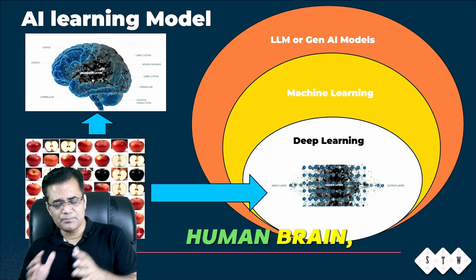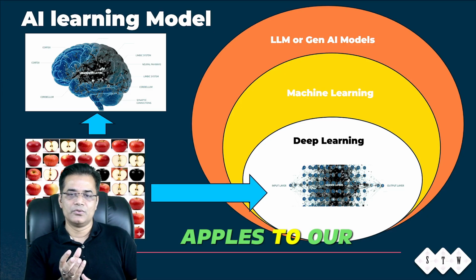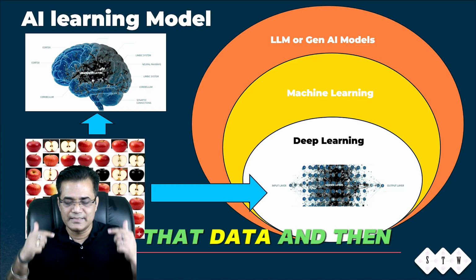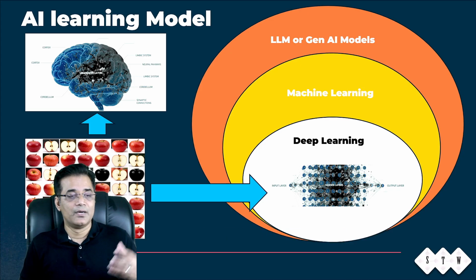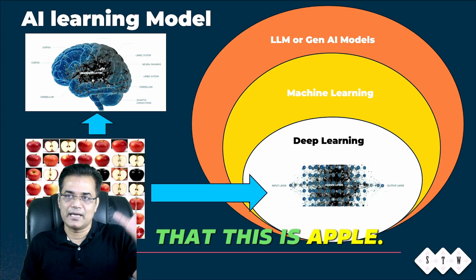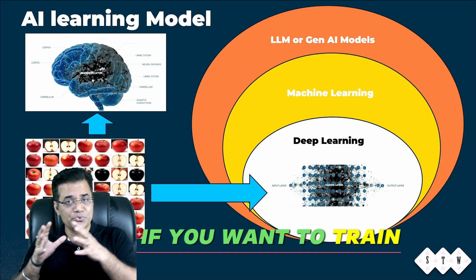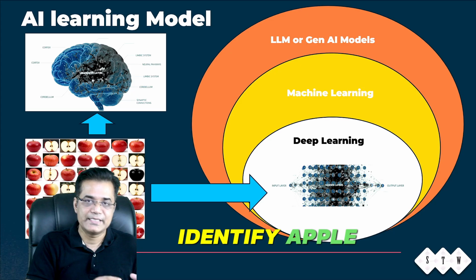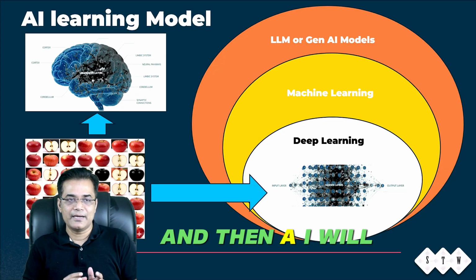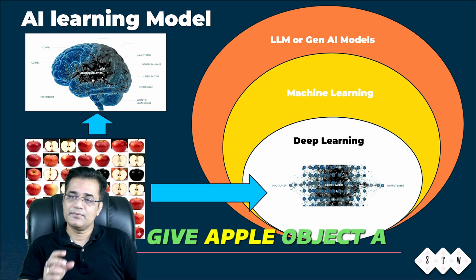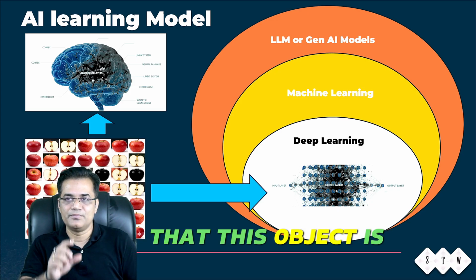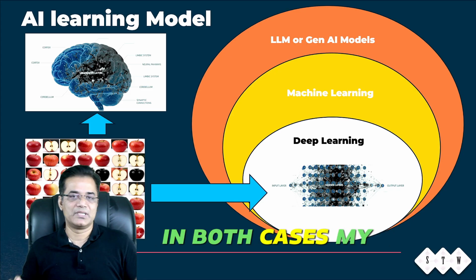For example, if we want to train for an apple, what we do for the human brain is show apples to our children or ourselves, and after some period of time we are able to record that data and analyze it. Whenever we see an apple, we process that data in our mind and get the idea that this is an apple. Similarly, if you want to train a machine to identify an apple object, you train it with all those apple shapes and colors, and then AI is able to store it. Later, whenever you give an apple object, AI will process that data and identify that this object is an apple. The process is the same in both cases, my friend.